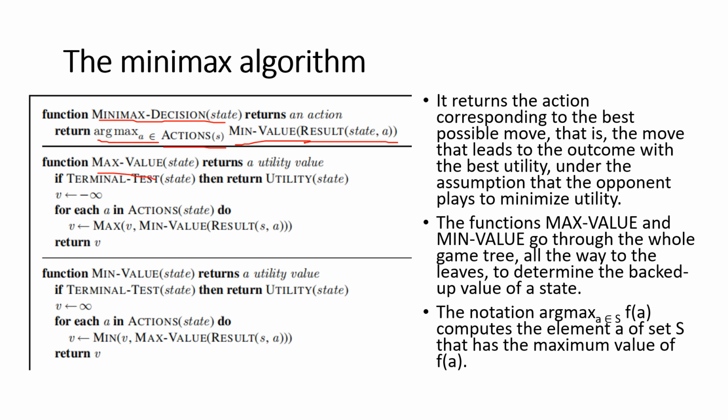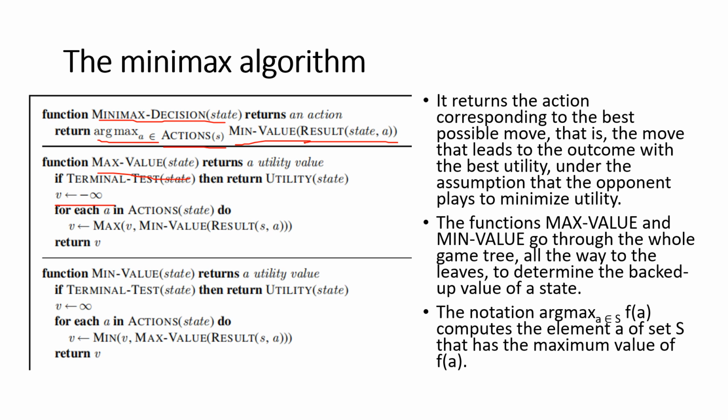Next is the max_value function. This is how max is thinking. If this is a terminal node, meaning the game is over, then it returns the utility value. That means no further thinking is needed. Here we are taking v as minus infinity, so max is looking for the highest value. And for each action, that means for each move max can make, we ask what min will do. Then max will select the action with the best outcome.